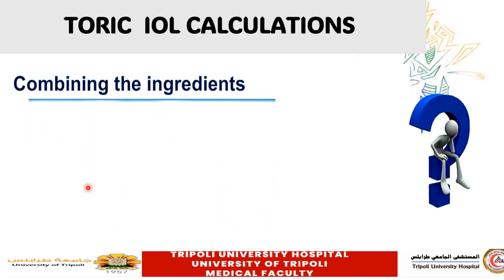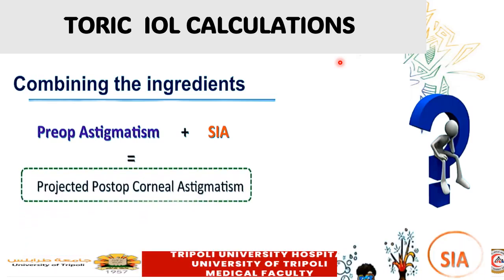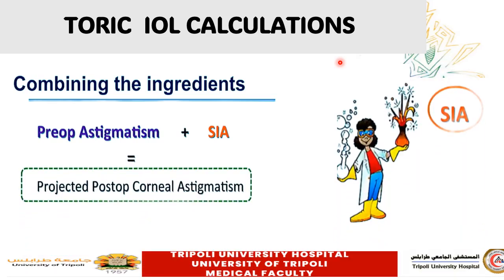So if we combine the ingredients, that is the preoperative astigmatism and the surgically induced astigmatism, this gives us what is known as the projected postoperative corneal astigmatism. The projected postoperative astigmatism is the amount of astigmatism at the level of the cornea. If you want to correct it at the level of the lens, this amount will of course differ because of the anterior chamber, as I have explained.